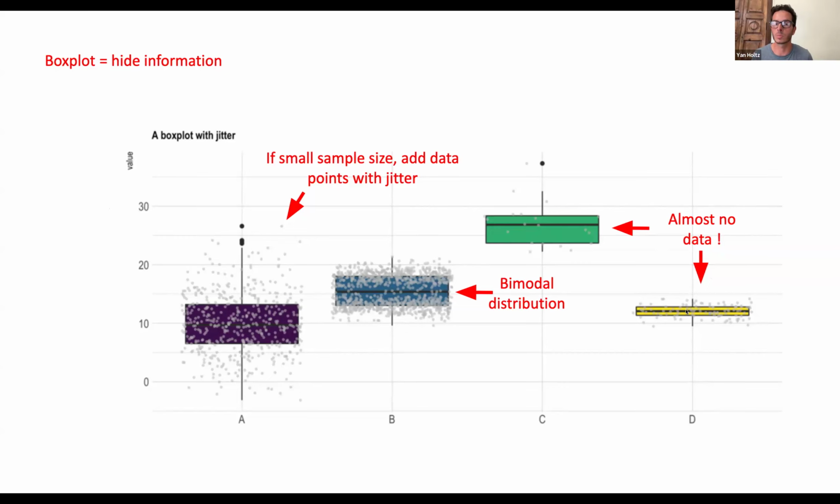So the problem of the box plot is that it hides the underlying information. You see a box, but you have no idea what's going on behind the box. So it's very important when you do a box plot to always show all the data points like that using this technique called jittering. Jittering means that you take a point and you randomly put it a little bit on the left or a little bit on the right, and like that they are not overlapping each other.